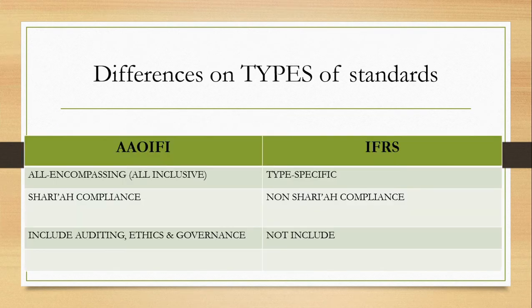So based on the types pula, difference on types pula of the standard. Untuk IFI dia represent macam all encompassing. For IFRS, there is a type specific, dia ada specific standard. IFI Syariah Compliance, IFRS non-Syariah Compliance. IFI they include auditing, ethics and also governance. IFRS they will not include these three terms lah in the standard. Ni based on the types only, bukan dalam standard dia lagi, ni types only.